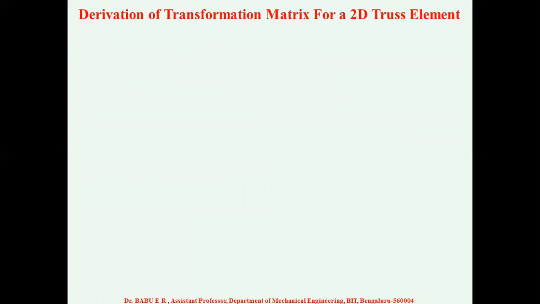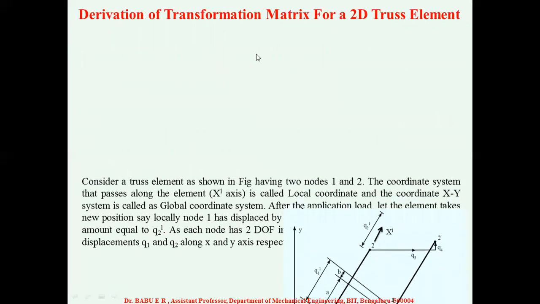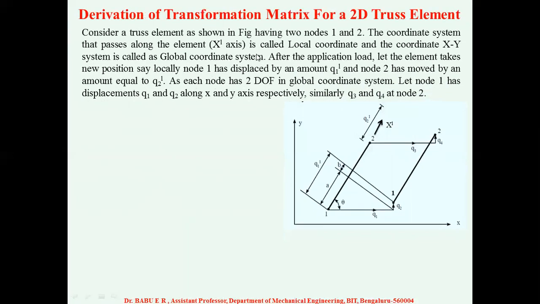The next topic will go for derivation of transformation matrix for a 2D truss element. Let us consider a truss element as shown in figure having two nodes, node 1 and node 2. The coordinate system that passes along the element, represented by x dash axis, is called the local coordinate.